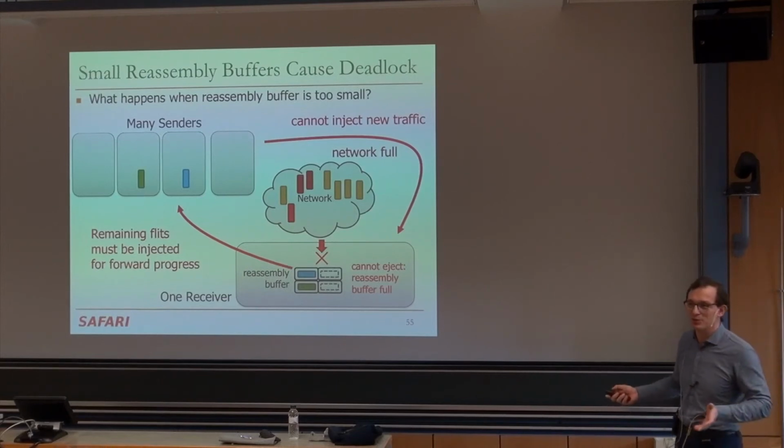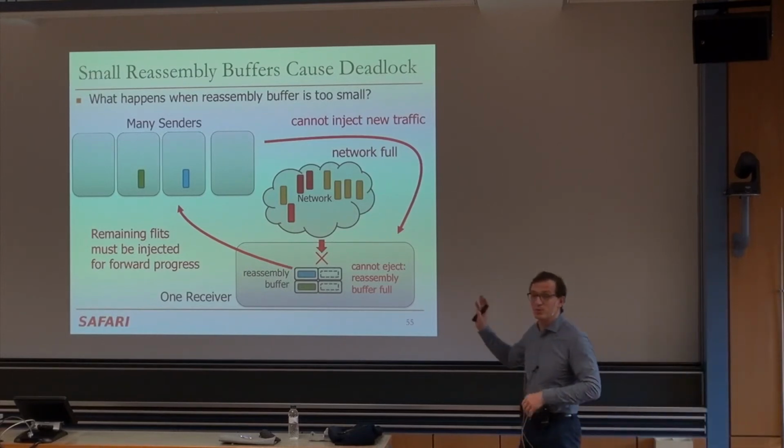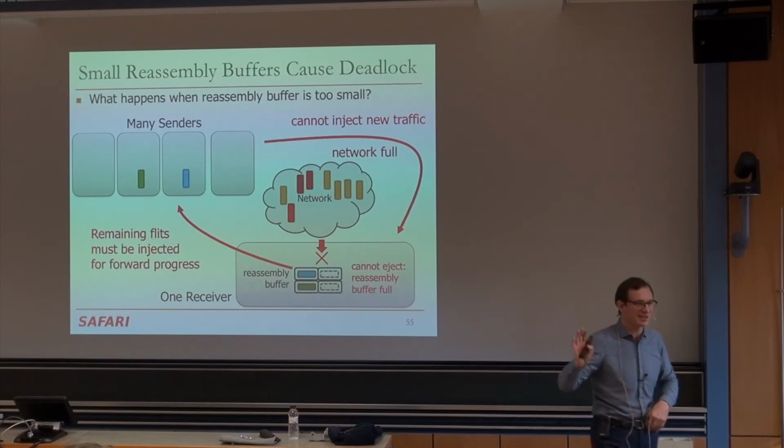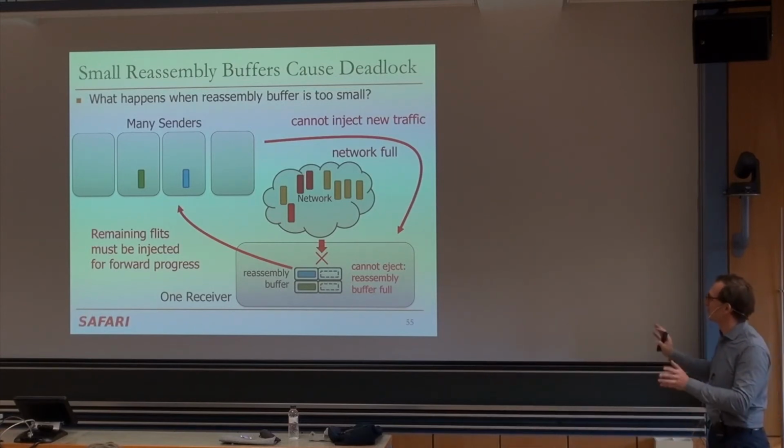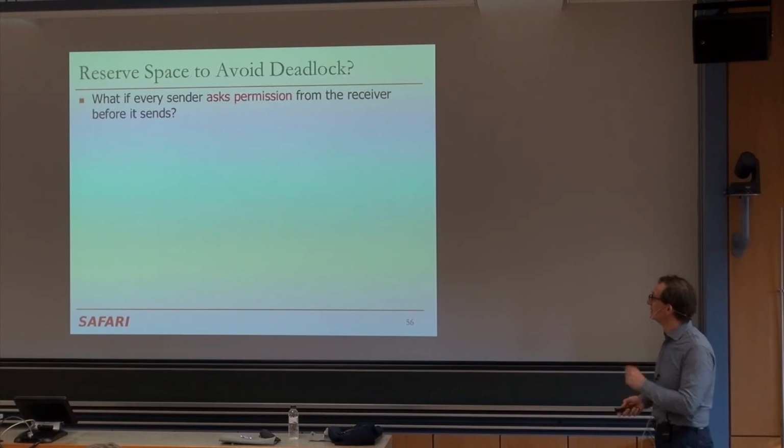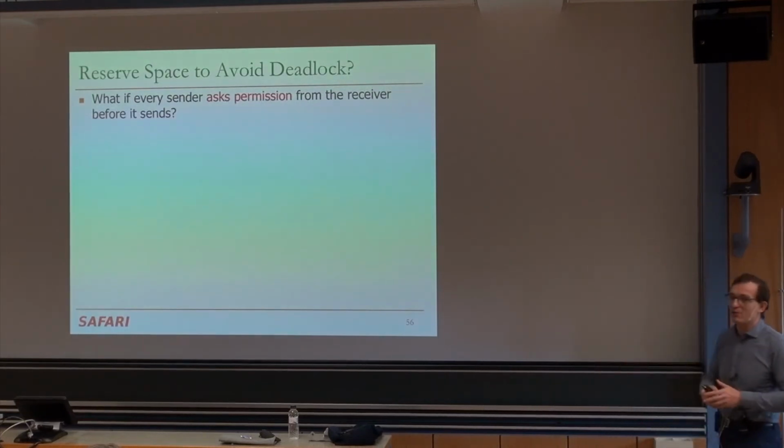Make sense? So forward progress is limited. And this is an example of a protocol level deadlock. Essentially, because you're not handling the protocol really well, you have a deadlock. Okay, so let's take a look at how we can eliminate this deadlock.